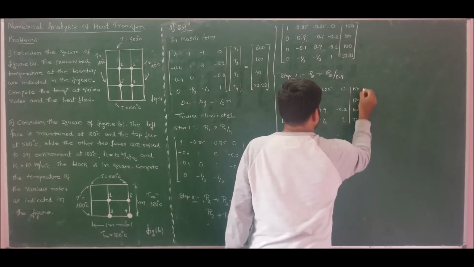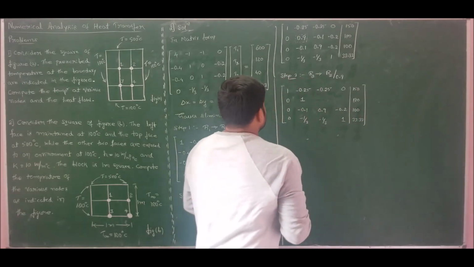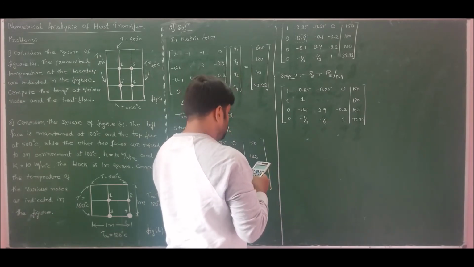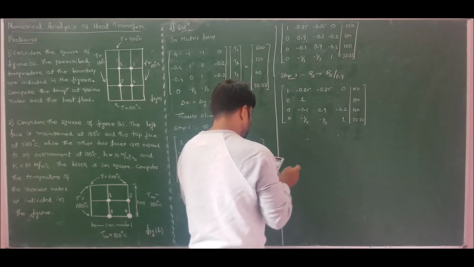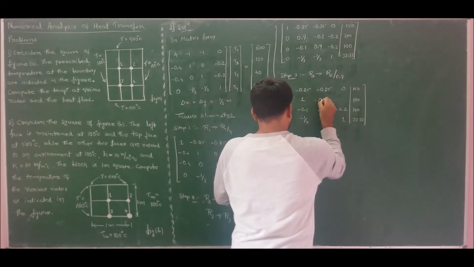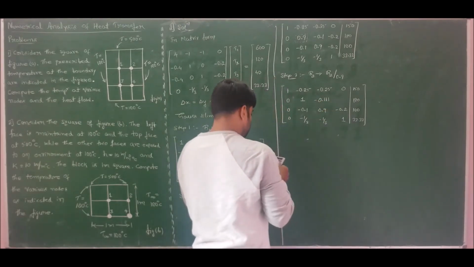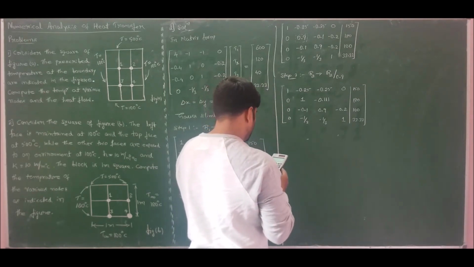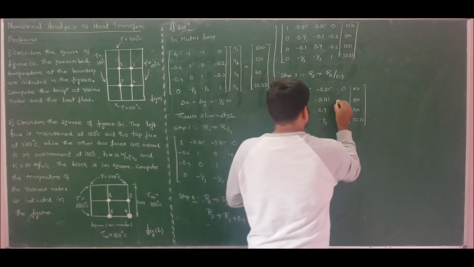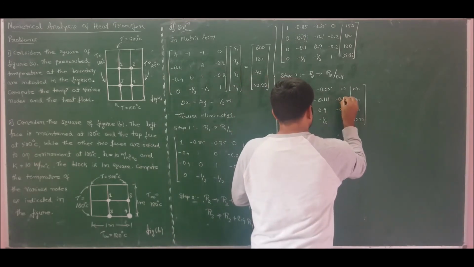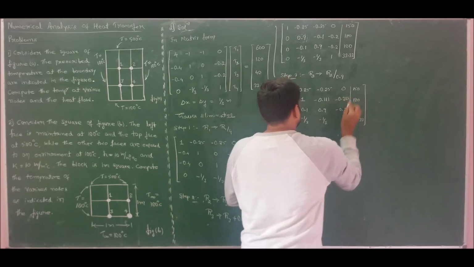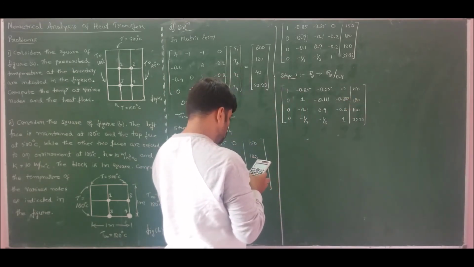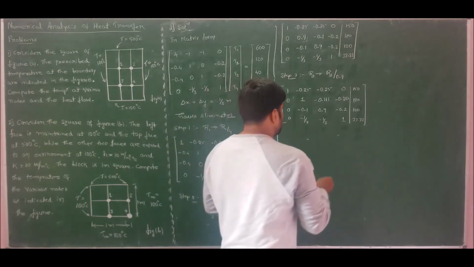33.3. We have minus 0.1 by 0.9, which is minus 0.111, minus 0.2 by 0.9, which is minus 0.222, and we have 180 by 0.9, it is 200.